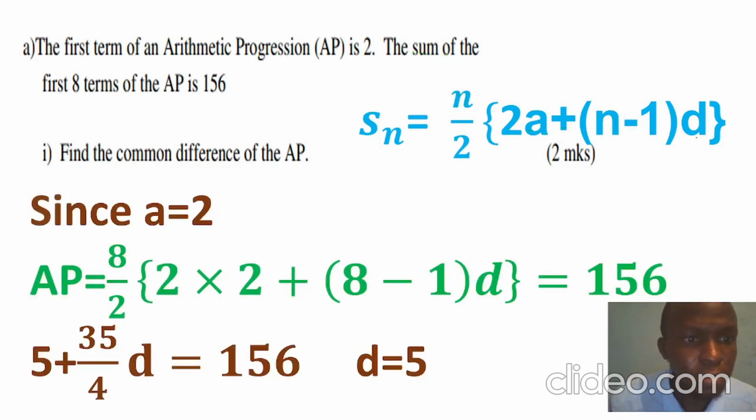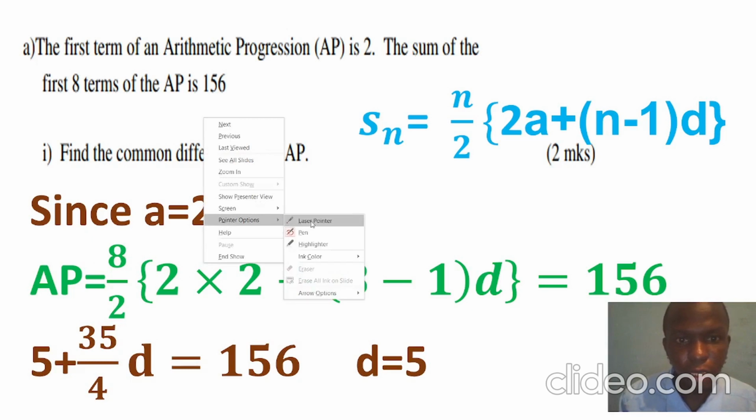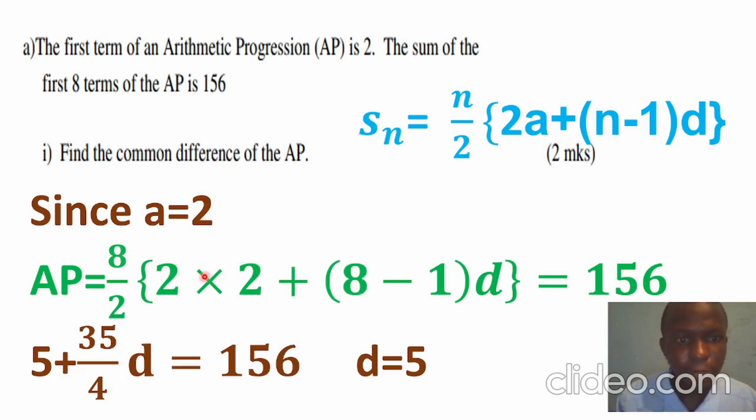In the solution, A is 2 and all the others have already been given. n is 8, A is 2, n is 8, n minus 1 times the common difference, which is the unknown, is equal to 156. So you just do the calculations, and then you arrive at D is equal to 5.